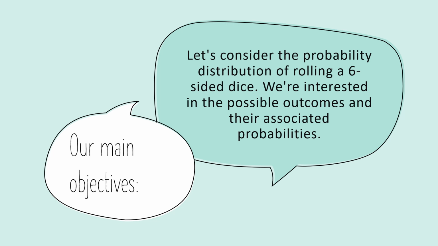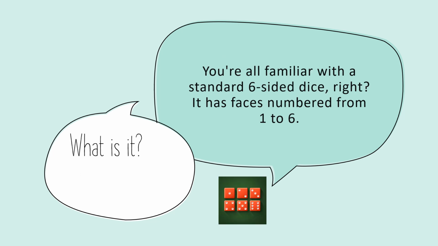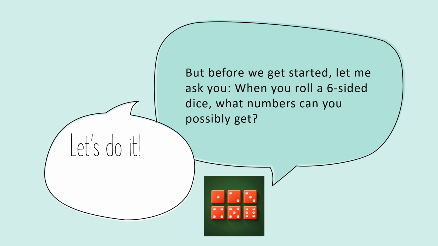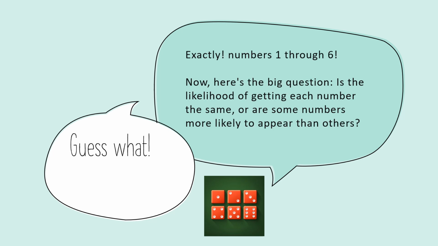Our main objective: let's consider the probability distribution of rolling a six-sided dice. We're interested in the possible outcomes and their associated probabilities. You're all familiar with the six-sided dice, right? It has faces numbered from 1 to 6. But before we get started, let me ask you, when you roll a six-sided dice, what numbers can you possibly get? Exactly, numbers 1 through 6.